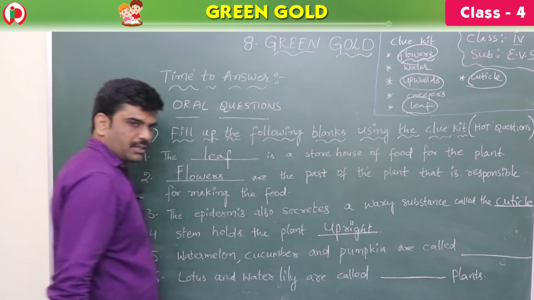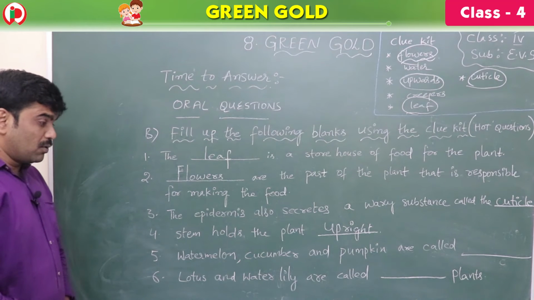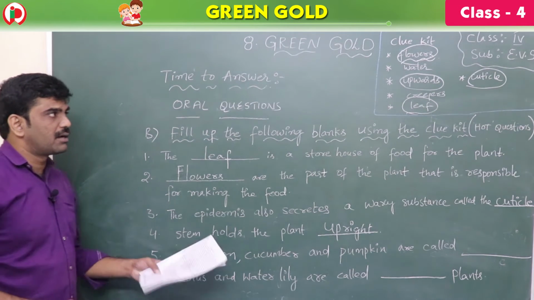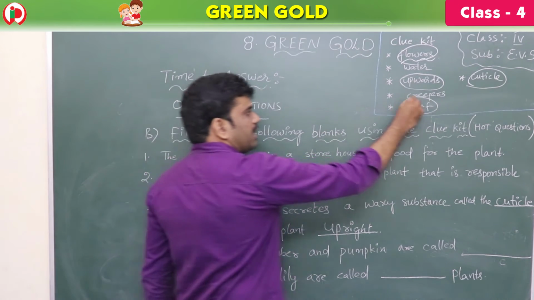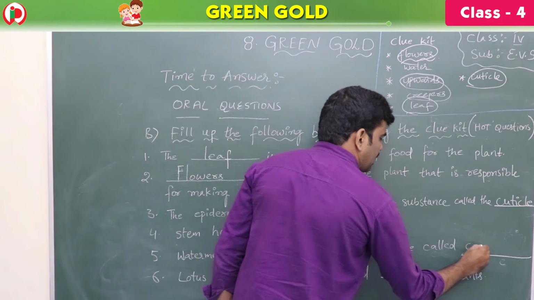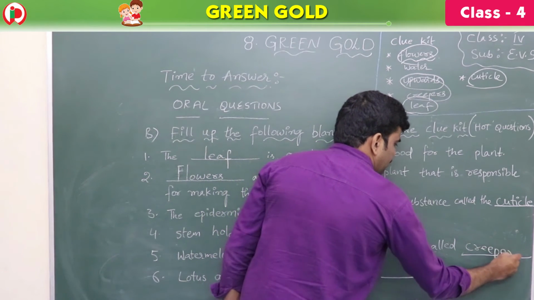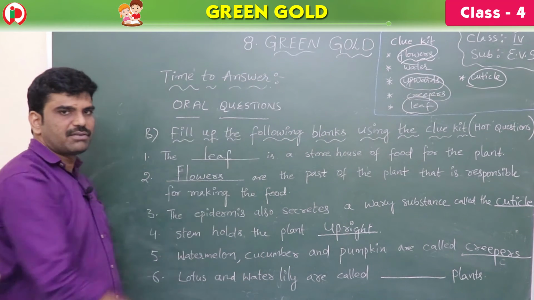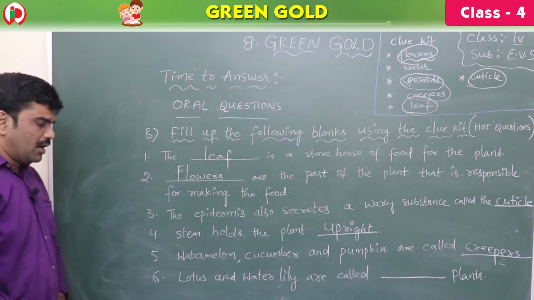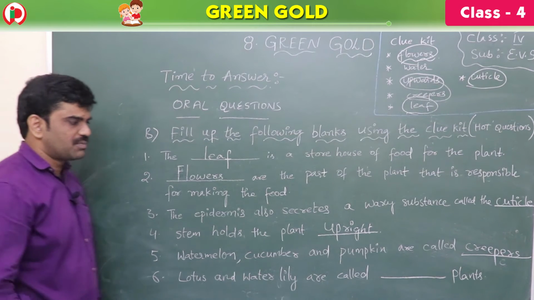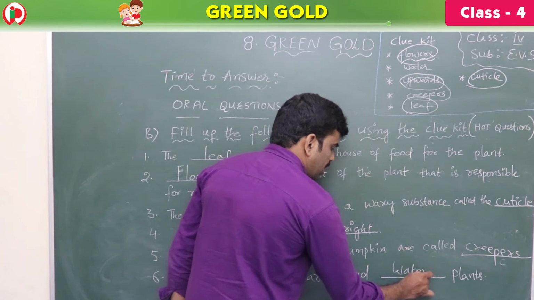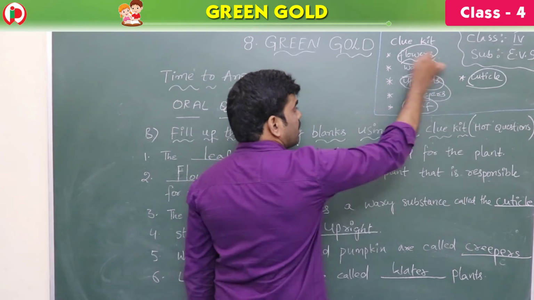Next one, watermelon, cucumber, and pumpkin are called dash. Yes, children, that is creepers. Then what is left out? Yes, water. Lotus and water lily are called dash plants, water plants. Why? Because they live inside the water.